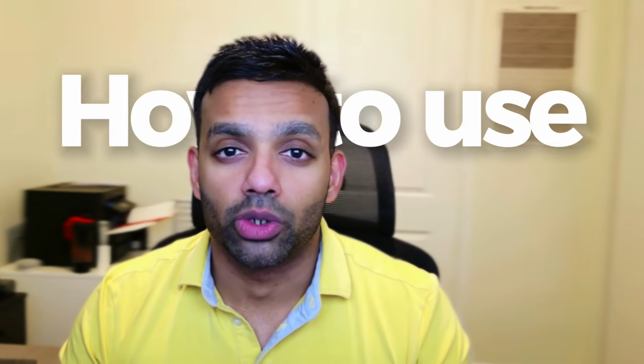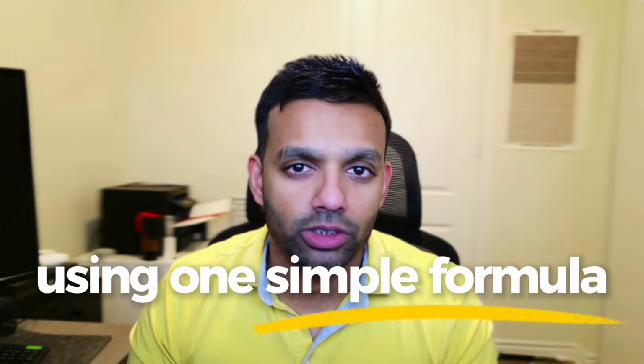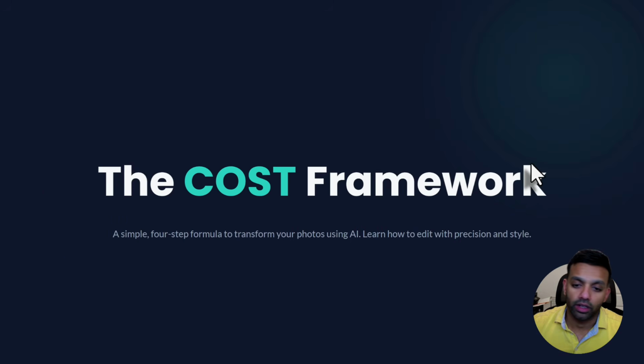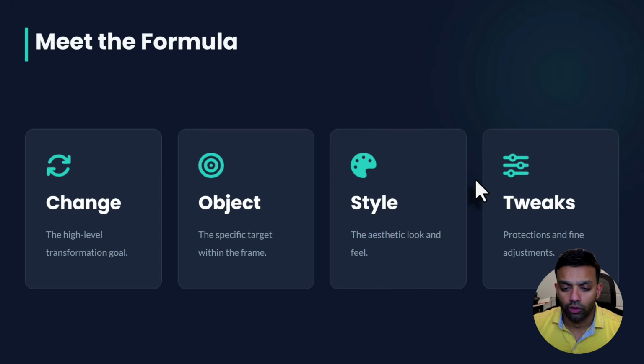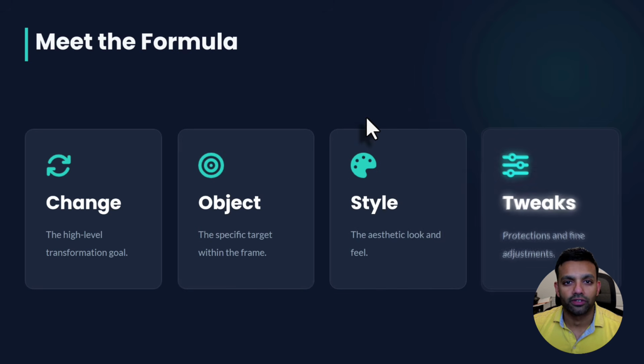In this video, I'm going to show you how to use Google Gemini to edit and transform your existing photos with one simple formula that's super easy to remember, and it's going to give you great results. Okay, so it's called the COST framework, and I'm going to pull it up right here. So feel free to take a screenshot. We've got C for Change, O for Object, S for Style, and T for Tweaks.